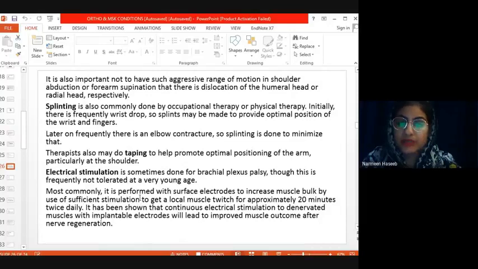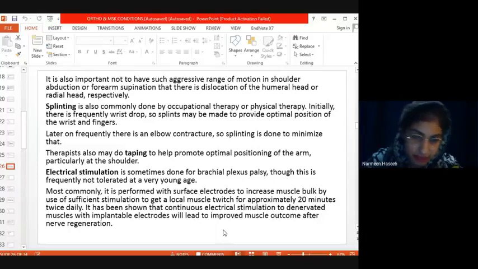So most commonly, it is performed with surface electrodes to increase bulk by use of sufficient stimulation to get a local muscle twitch for approximately 20 minutes twice daily. It has been shown that continuous electrical stimulation to denervated muscles with implantable electrodes will lead to improved muscle outcome after nerve regeneration.